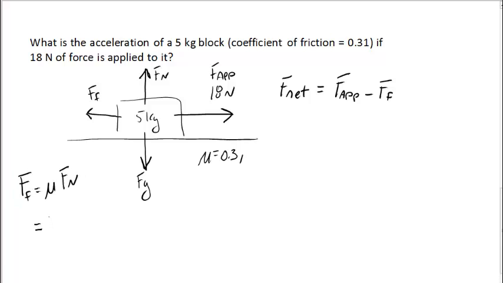In this case, our friction force is 0.31 times 5 times 9.8, which gives us 15.19. So our net force then will be our applied force, 18 newtons, minus 15.19 newtons.